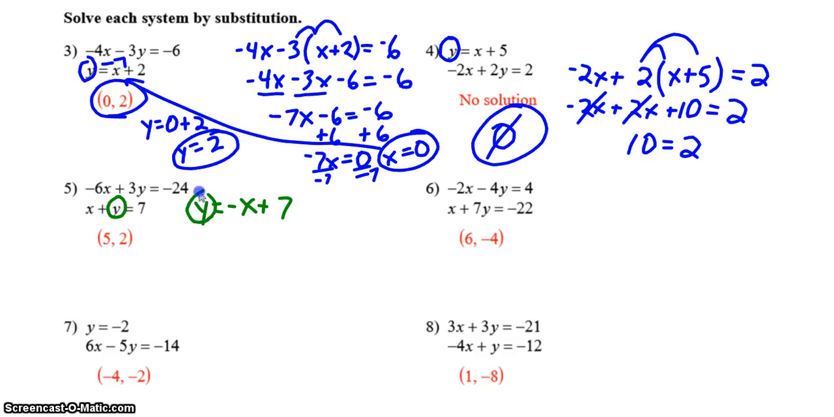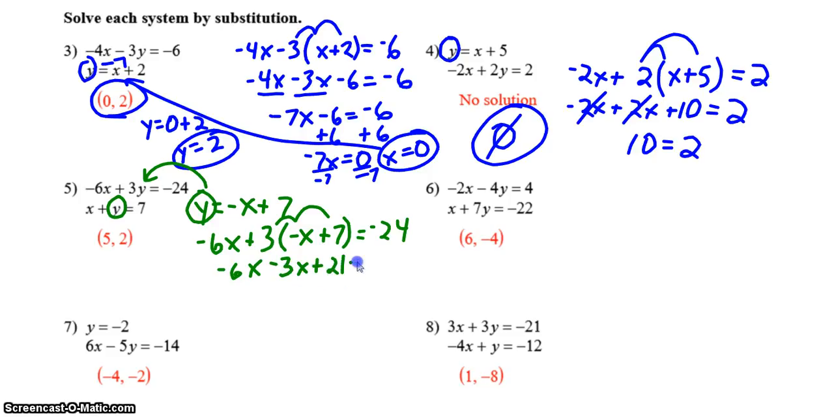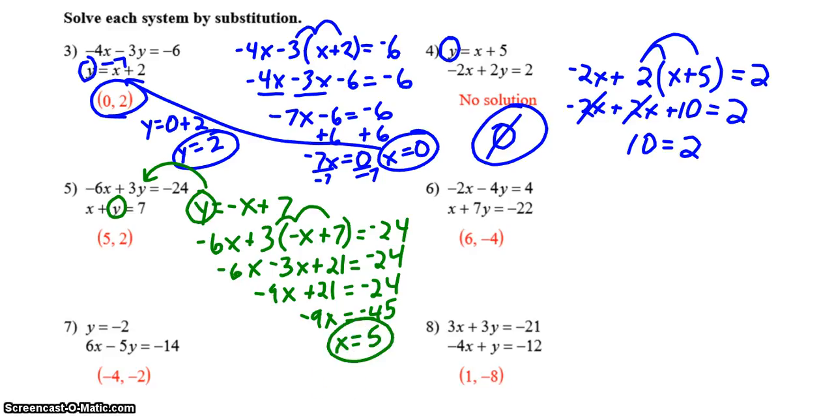I would then take this y and plug it in. So negative 6x plus 3, parentheses, negative x plus 7 equals negative 24. I would distribute the 3 to my parentheses. So negative 6x minus 3x plus 21 equals negative 24. Negative 9x, because I put my like terms together, plus 21 equals negative 24. Subtract 21 over, so negative 9x equals negative 45. Then you would divide out the negative 9, so x equals 5, which again is half of your answer.